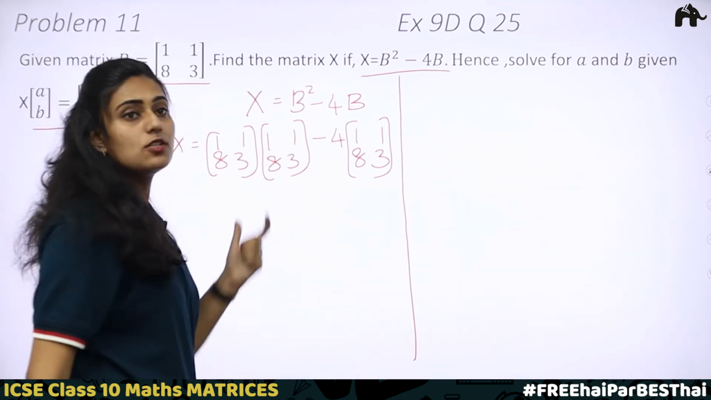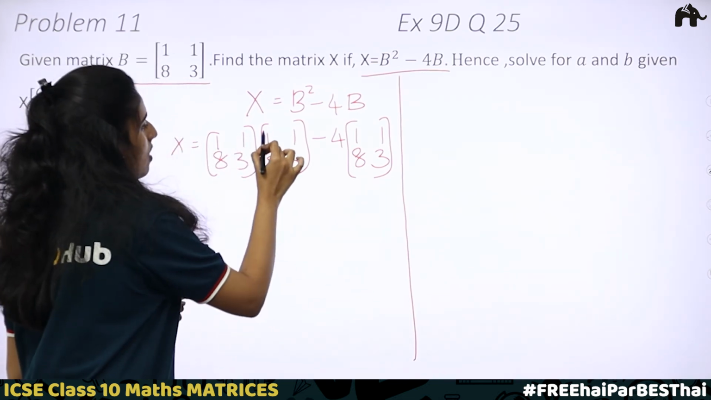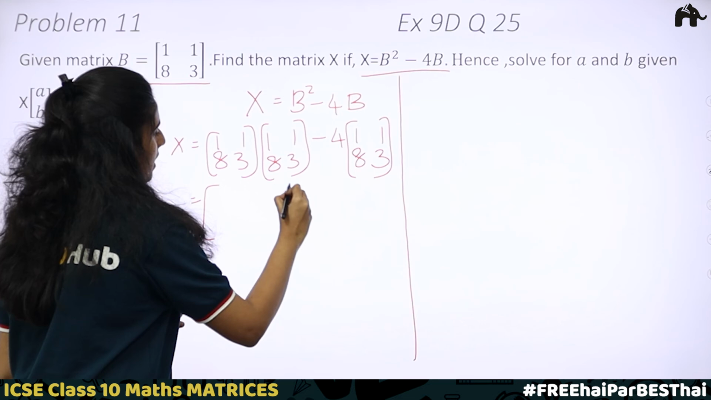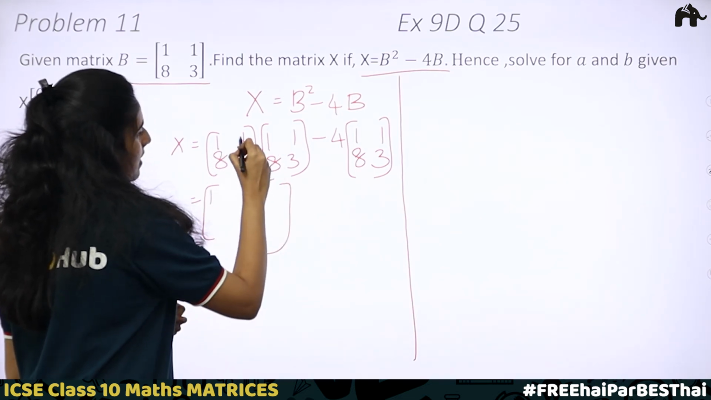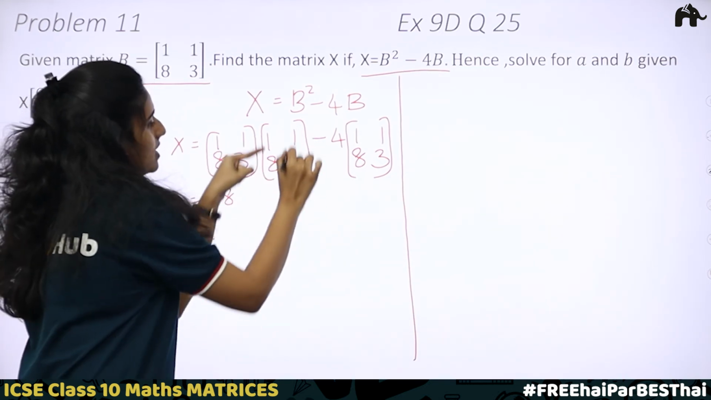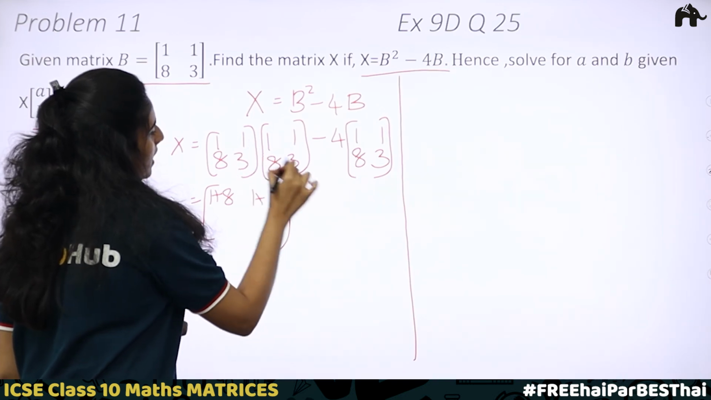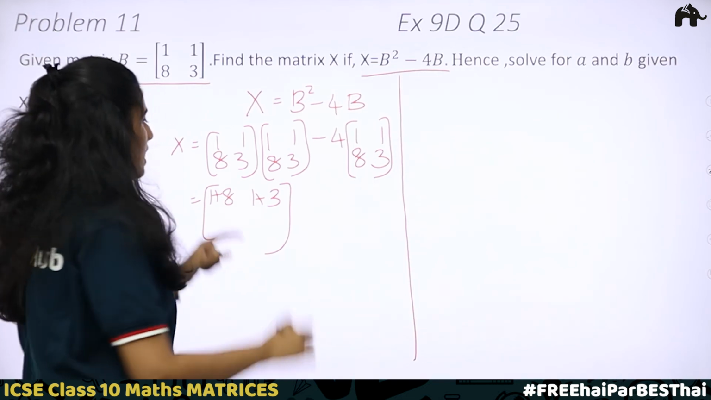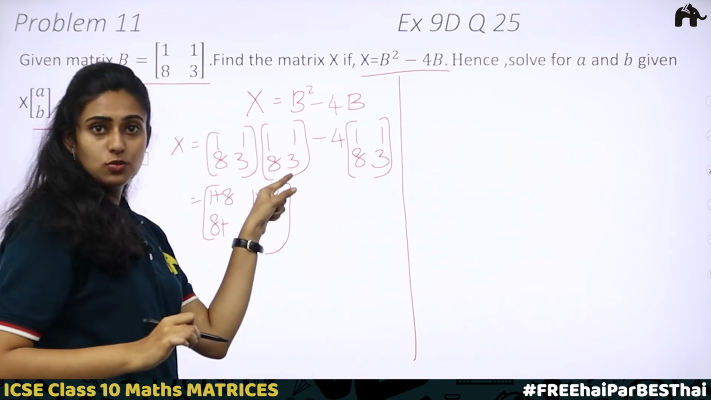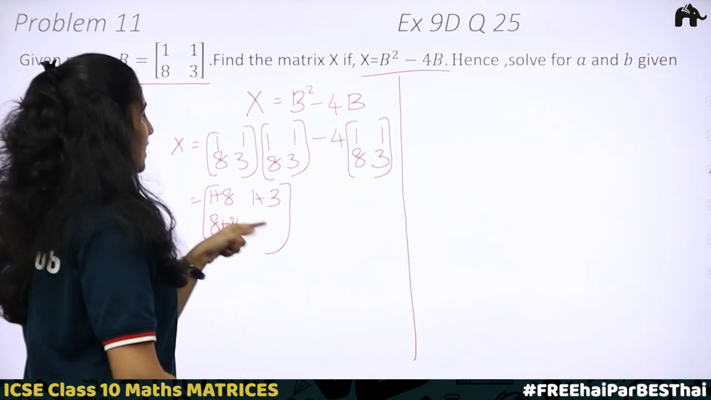Okay. First we'll find B square. We have two matrices, 2 by 2 order. Normal matrix multiplication. Considering first row of the first matrix, first column of the second matrix. What do we get? The first element is 1 into 1, 1, plus 1 into 8, 8. 1 plus 8. Next element, first row, second column. 1 into 1, 1 plus 1 into 3, 3. Next element, second row, first column. 8 into 1, 8 plus 3 into 8. What is 3 into 8? 24. Correct. 24.